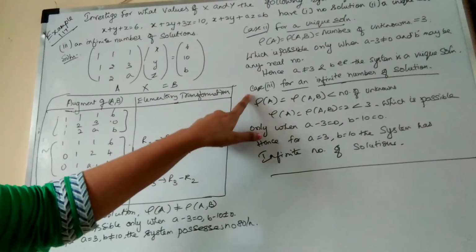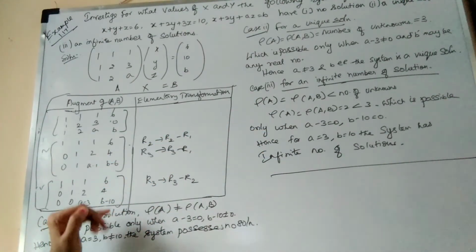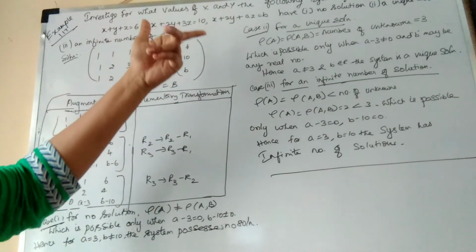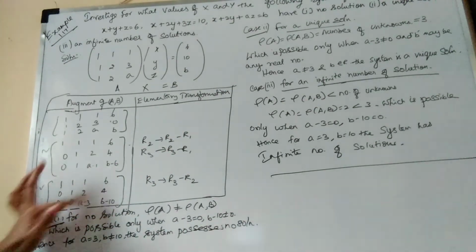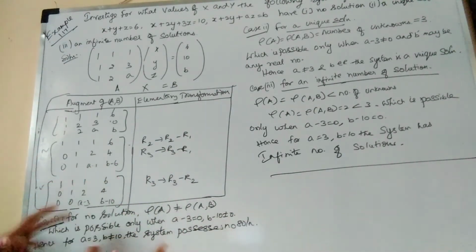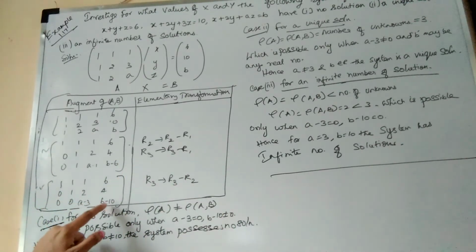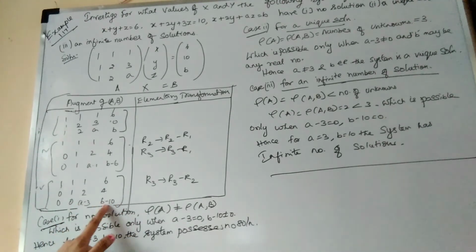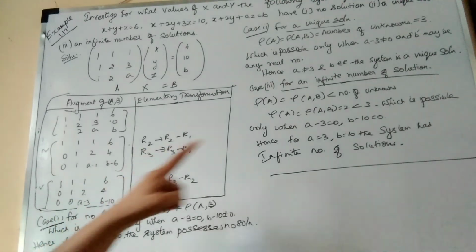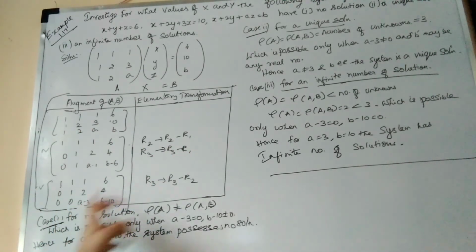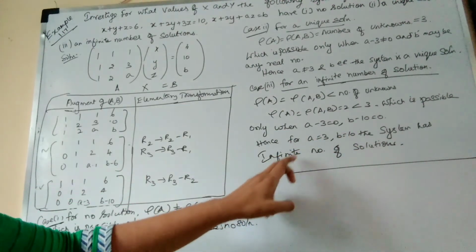Now what is the third case? For an infinite number of solutions, the rank of A and the rank of AB should be equal, but less than the number of unknowns. Here the number of unknowns is 3, so less than 3 means 2. So for this equivalent form matrix, rank of A is 2 and rank of AB is also 2, which happens when a minus 3 is 0 and b minus 10 is 0. Both these elements should be 0. Then the rank of A and the rank of AB will be 2, which is less than 3. In that condition, a minus 3 is 0 means a is 3, and b minus 10 is 0 means b is 10. So this is the condition for an infinite number of solutions.